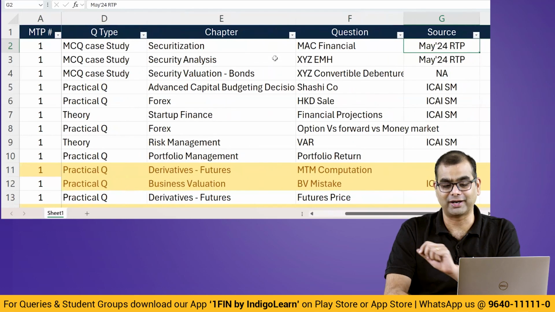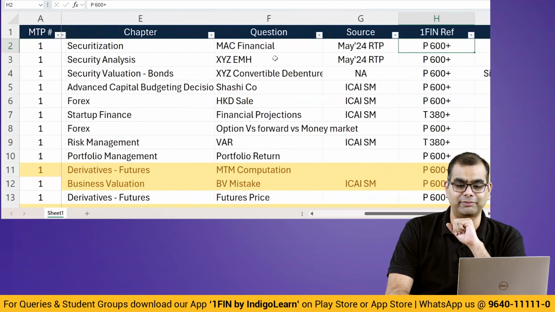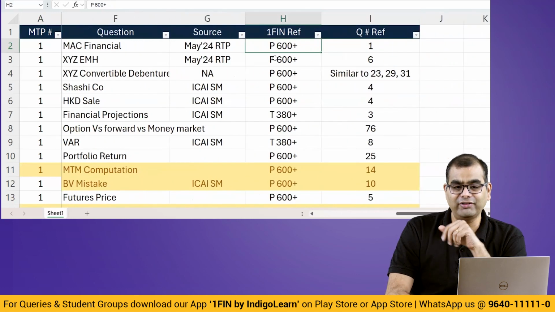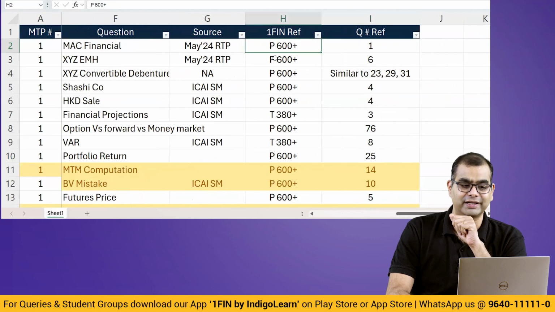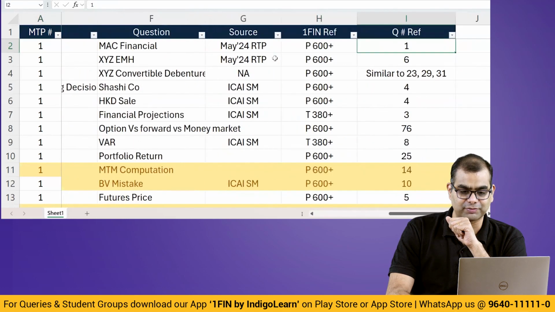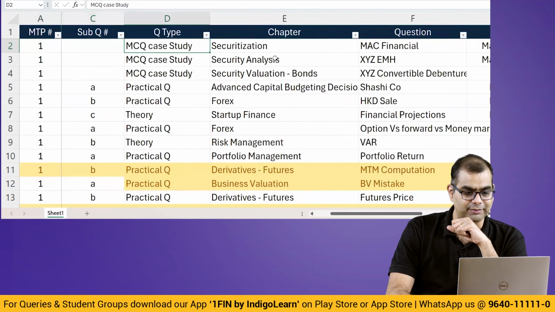Now this is the brilliant part: where have they picked it up from? This is actually May 24 RTP. And in OneFin, have we covered it? Yes, we have covered it, and the question number reference is 1. In the securitization chapter of our P600 plus, it is illustration, or rather case study number 1.